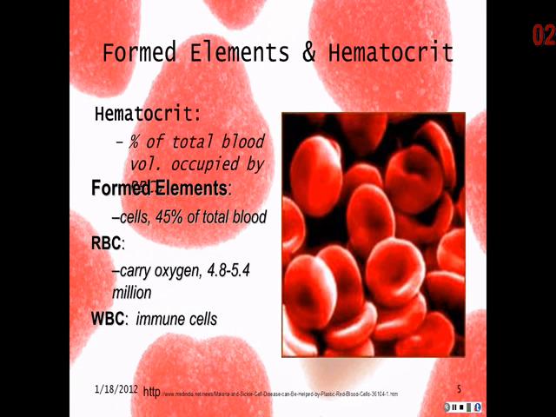The formed elements are the cells. They are 45% of the total blood. They include the red blood cells and white blood cells. Red blood cells carry oxygen, and we have between 4.8 and 5.4 million cells. White blood cells are the immune cells. Counting red blood cells is very impractical, so instead we measure the hematocrit. The hematocrit is the percentage of the total blood volume occupied by red blood cells.